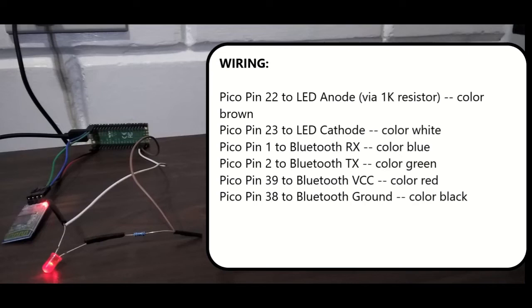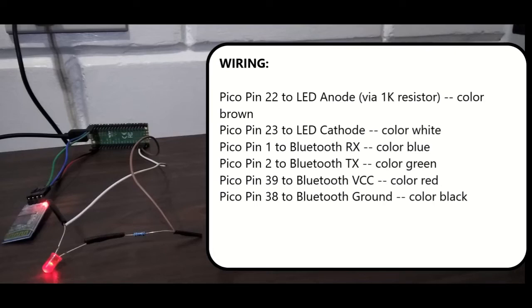Pico pin 22 is connected to the LED anode, that's color brown. Pico pin 23 is connected to the LED cathode, that's color white. Pico pin 1 is connected to Bluetooth RX, that's color blue.